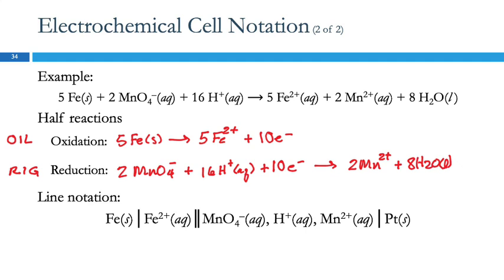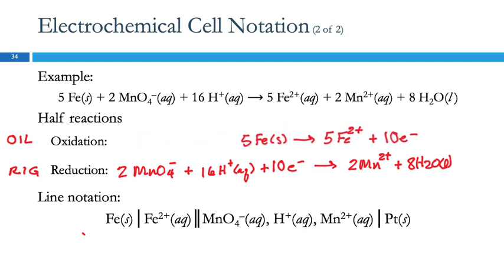Last week we learned about balancing half reactions. So what we did here is sort of the opposite. We took a balanced redox reaction and we pulled it apart into its half reactions.